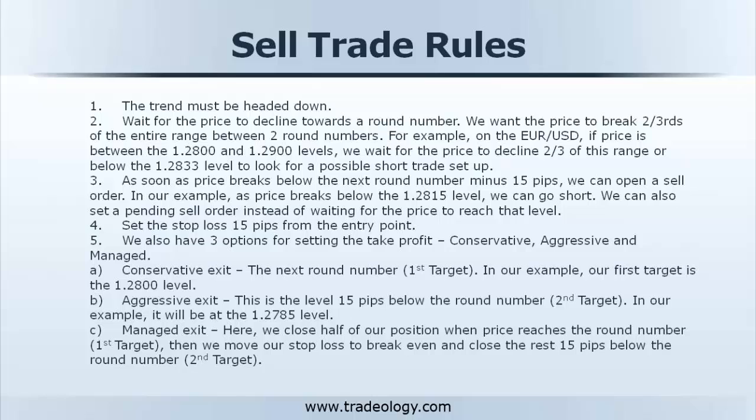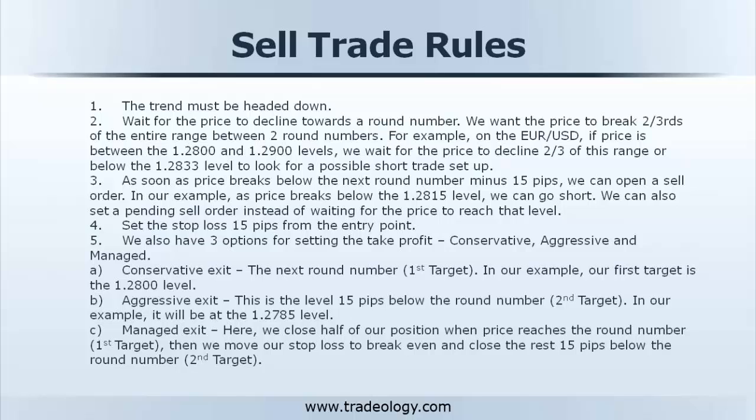Okay, and like I mentioned on our indicator, this is highlighted by a horizontal line and a text label called first target. So you'll be able to see that very clearly on the actual indicator when you're looking at your charts. Now, in the example that we were discussing, our first target is at the 12800 level. Okay, because that obviously is the round number that we were looking at.